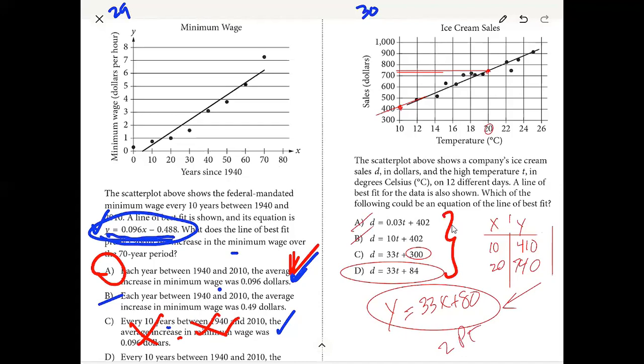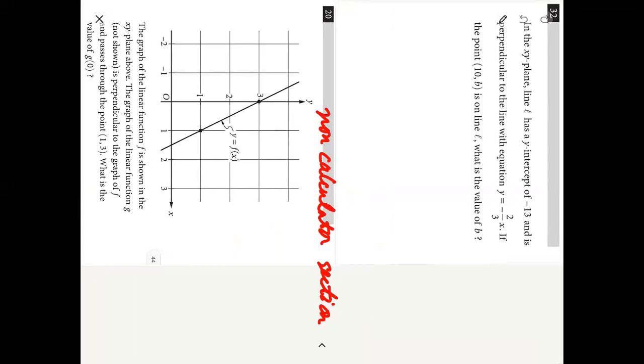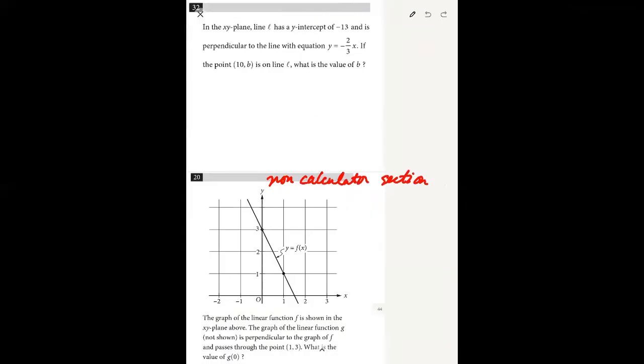All right, so there you go, again, another question that we were able to answer. Let me switch my iPad so we can get this oriented. Now, this is a number 32 question. It says in the xy-plane, line L has a y-intercept of negative 13, and that line is perpendicular to the line with the equation y equals negative 2/3 x. If the point (10, b) is on line L, what is the value of b?